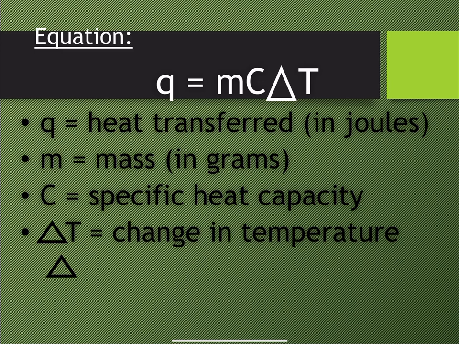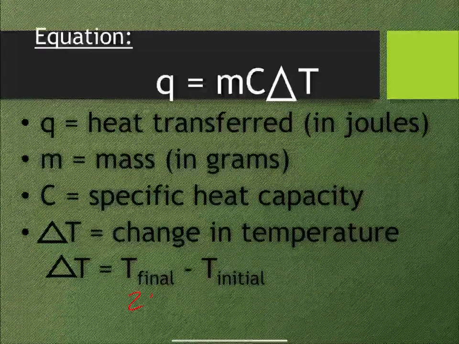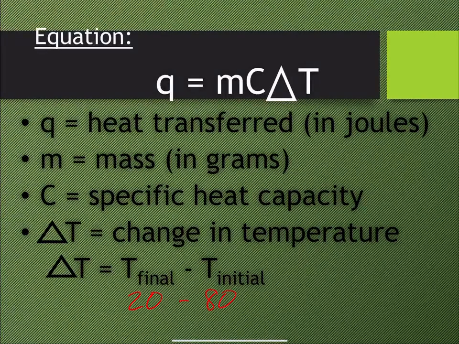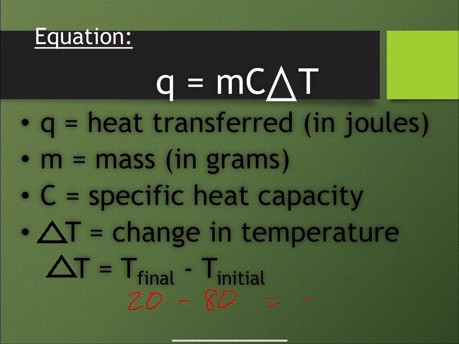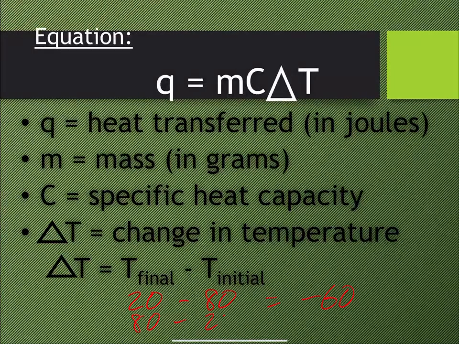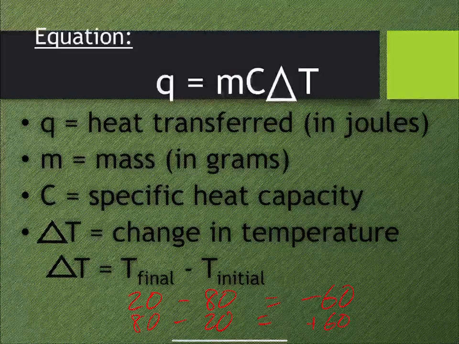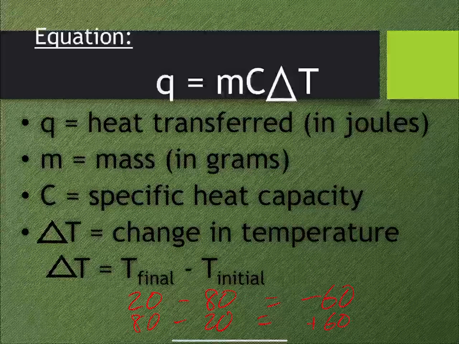And sometimes when people see a change in anything, they just think it's the difference. You can't just find the difference. It has to be the final minus the initial. Because let's say you had a final of 20 and an initial of 80. Well, that answer comes out to be negative 60. That means that energy was released in this case. Your substance was cooling down, not heating up. Or if it was the reverse, now it's positive 60, so your substance would be gaining energy.